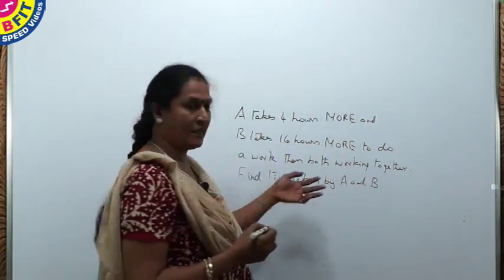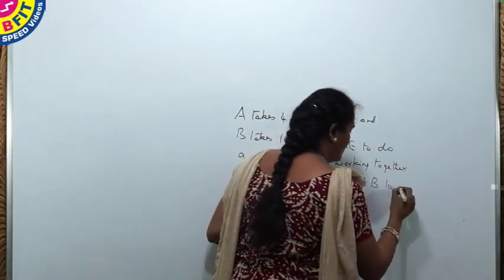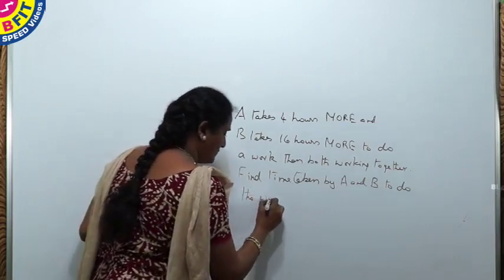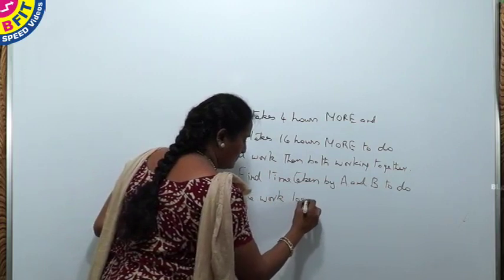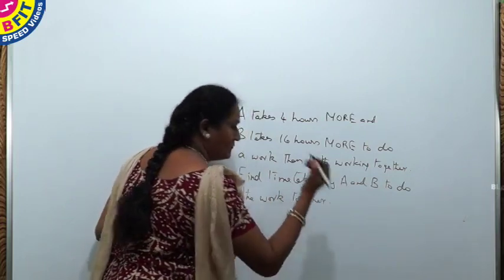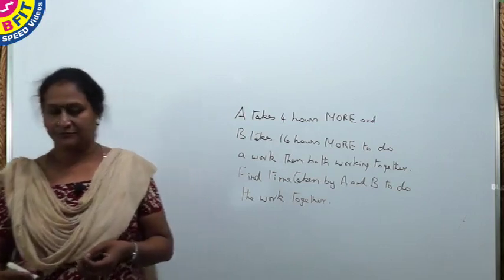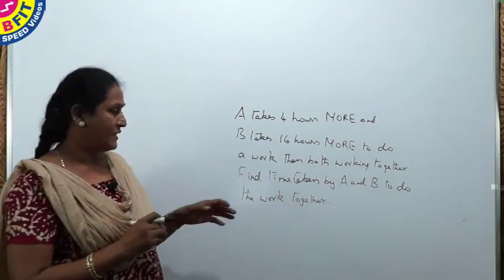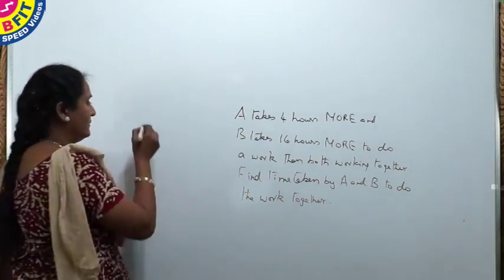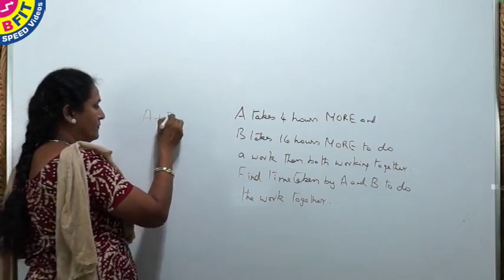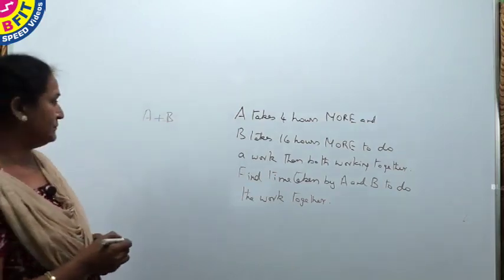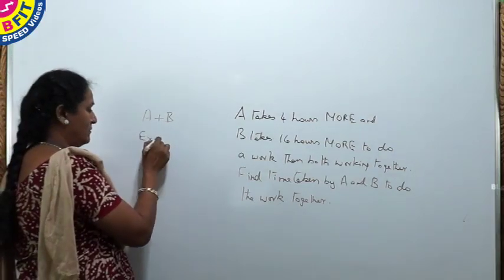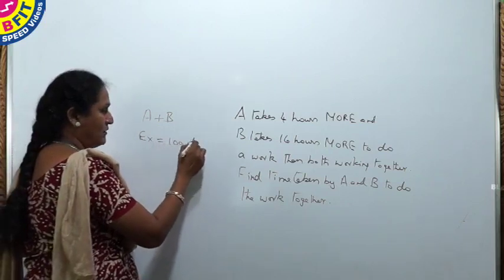So find time taken by A and B to do the work. Here, say for example, if A and B together can do a work in 100 hours.